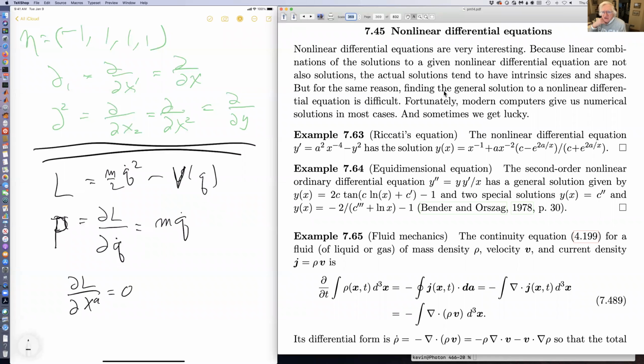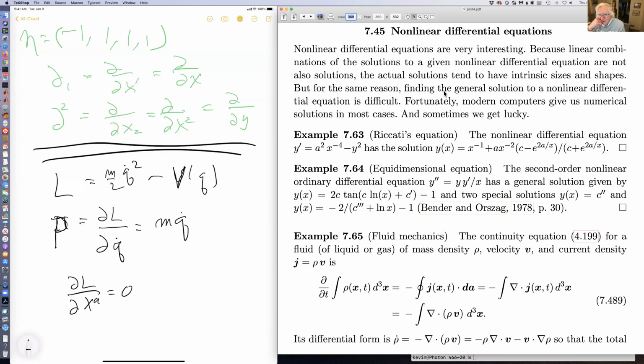So nonlinear differential equations, these are, of course, very interesting. And one of the interesting things is that, kind of, every solution is kind of unique. And you can't take a function and multiply it by 2 or 3 and get another solution. If you have two solutions of the nonlinear differential equation, you can't add them together and get a third solution.